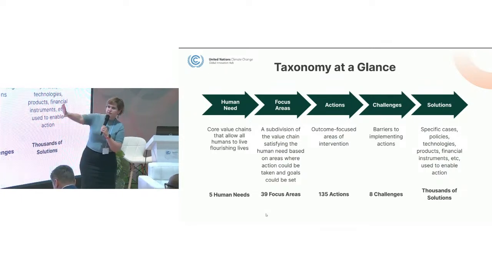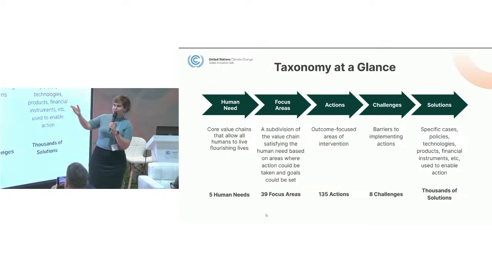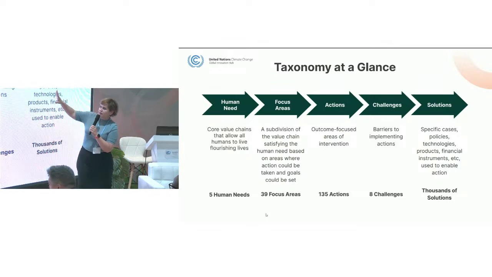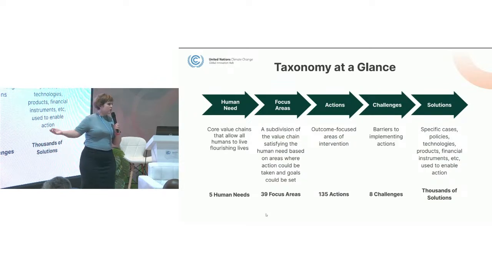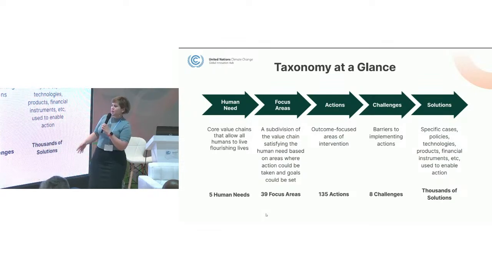So starting from human needs, there are 5 that are defined, which we'll go through quickly. We suggest different focal areas that have been developed bottom up from the types of actions and human needs that are possible. And then that leads to a suggested list of actions, the challenges, and finally suggests a whole plethora of solutions that these government actors can select. So this is what we've developed so far for the framework, and it's going to grow dynamically over time.